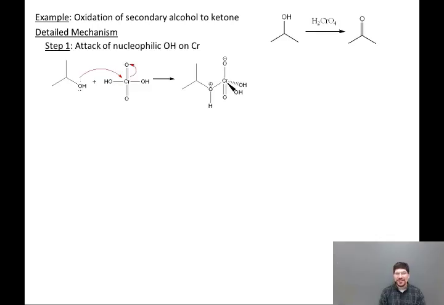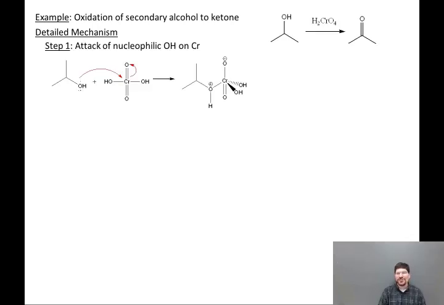Okay, so in step 1, the mechanism begins with attack of the nucleophilic OH, lone pair on the oxygen, onto the chromium. We're never going to want to form more than 6 bonds to chromium, so anytime we form a bond to chromium, we need to break a bond to chromium. So in this case, to accommodate the incoming oxygen, we break one of the CrO pi bonds, which should make a lot of sense.